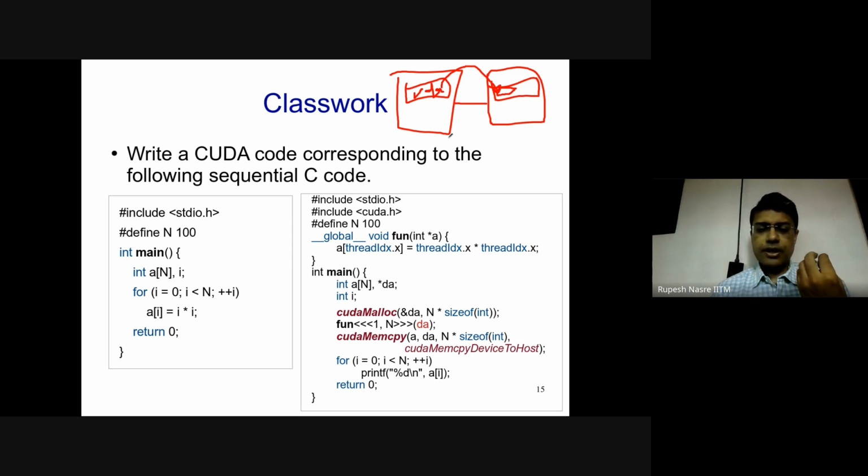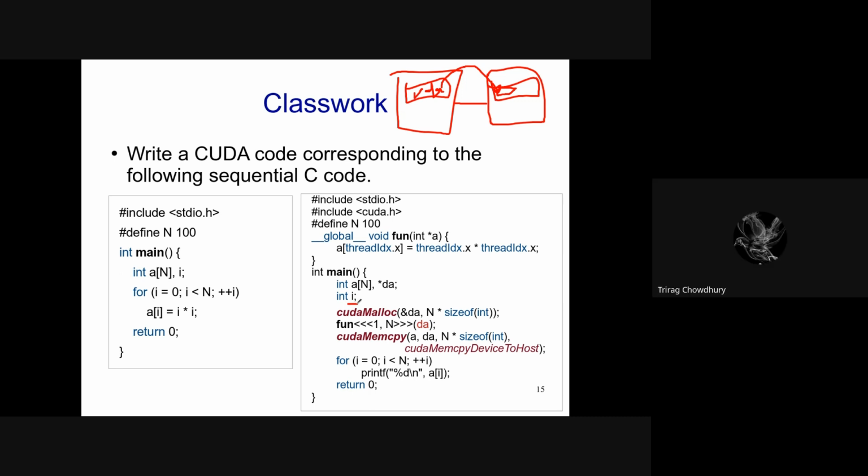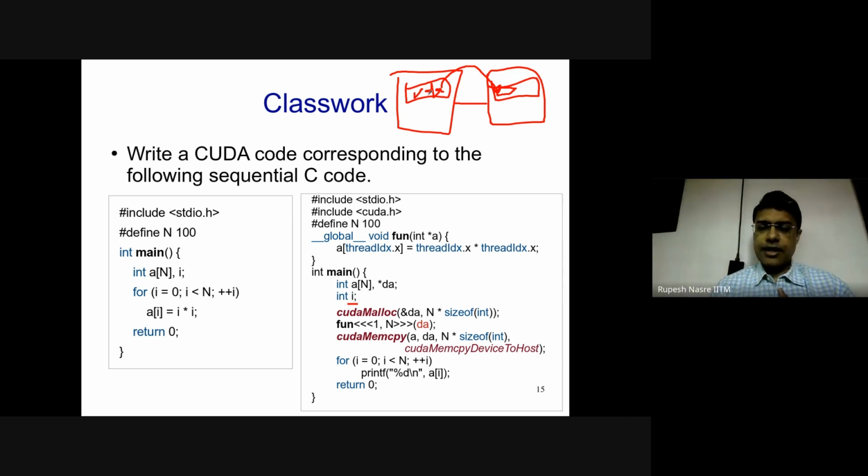For example, when we talk about int i, int i's value could be 5 or 6, but int i's address is something different. In a similar manner, dA's address is on the CPU, but its value is some value which is actually an address from the GPU. Okay. Thank you, sir. Got it. Thank you.